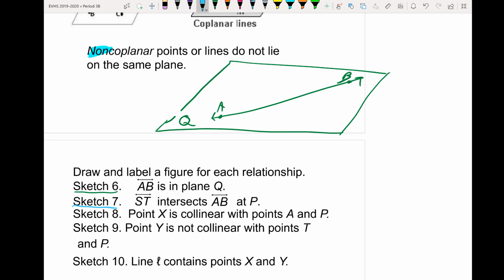All right, line ST intersects line AB at point P. Well, we know that line ST is going to intersect AB. We'll talk more about what intersection means in a minute, but it's going to intersect it. And then, so this is going to be ST, and then what is this point right here? P. All right.